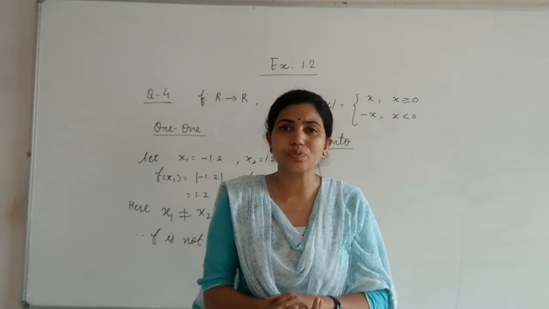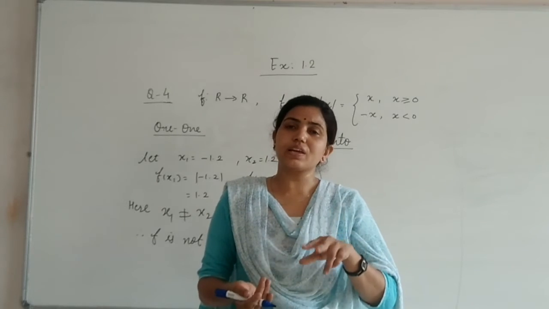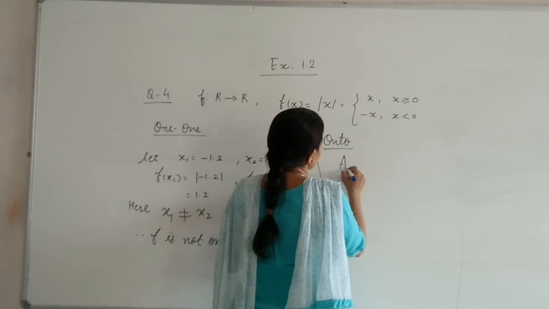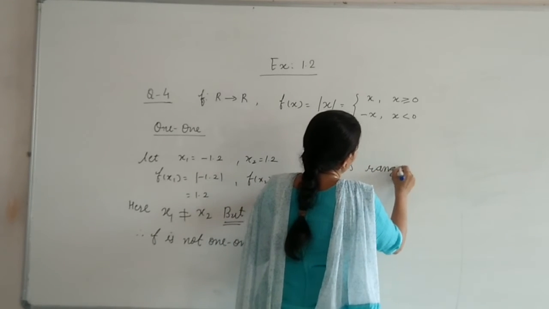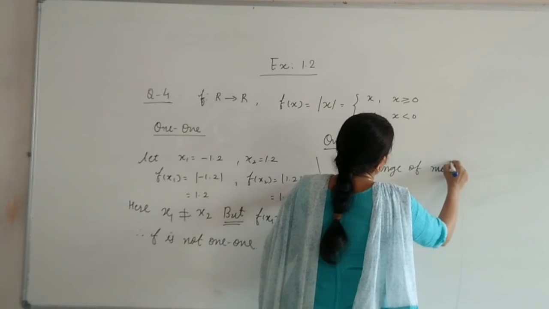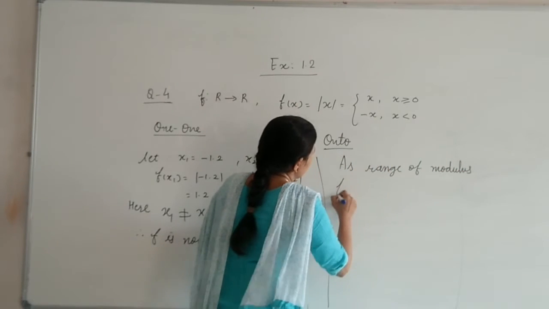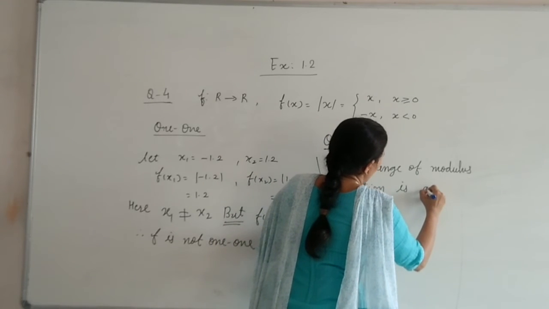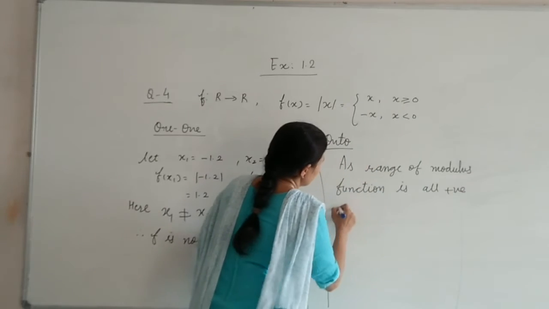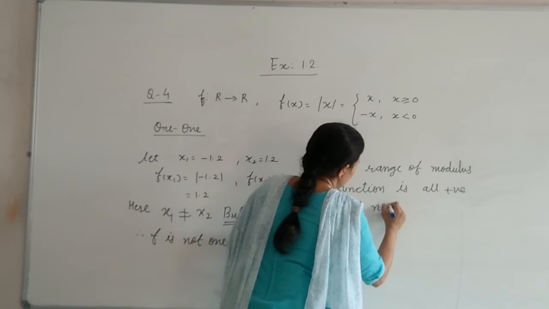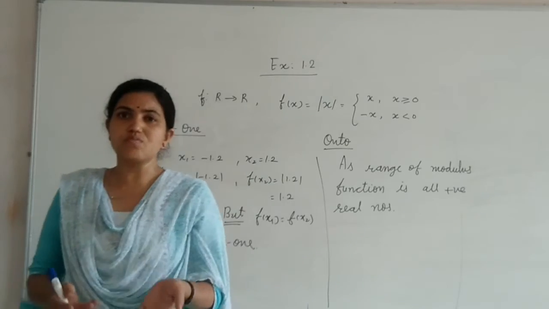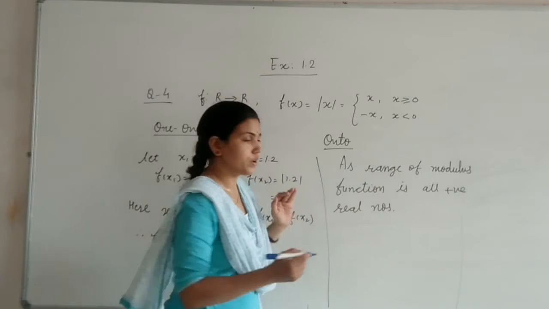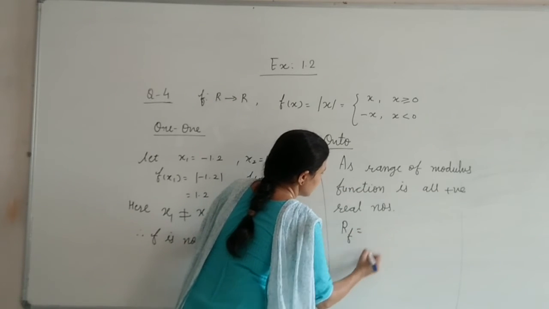Therefore, it is not onto. That is the one way you can do it. I am taking the second one, that is the range of the function. So we can know the range of the modulus function is all positive real numbers. As we know that modulus gives us the positive, therefore the range is all the positive real numbers. So what can be the range of f in the notation?